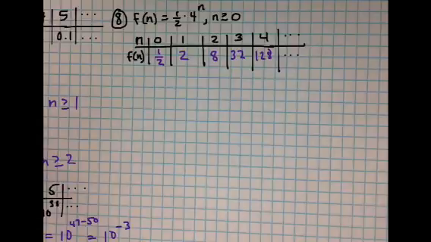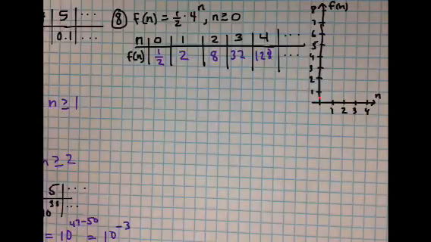Then they ask you to graph it. So now we plot the points. So 0, 1/2. So that would be about here. 1, 2, right here. 2, 8. And that's as far as I'm going to go, just because 32 and 128 are too big. But you could see the exponential shape of the graph. It's not in a line, it's an exponential graph like this.